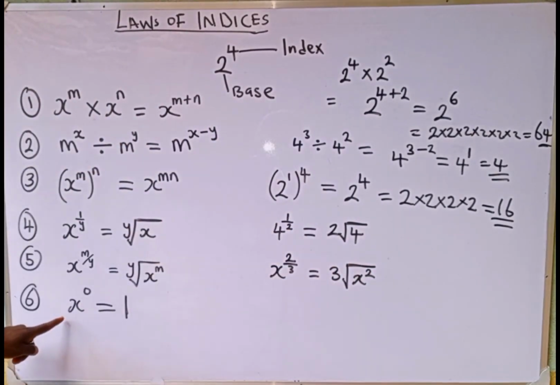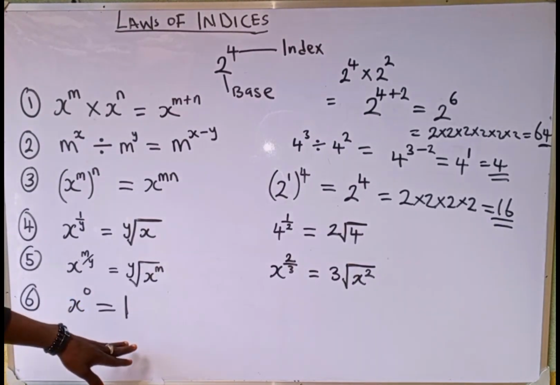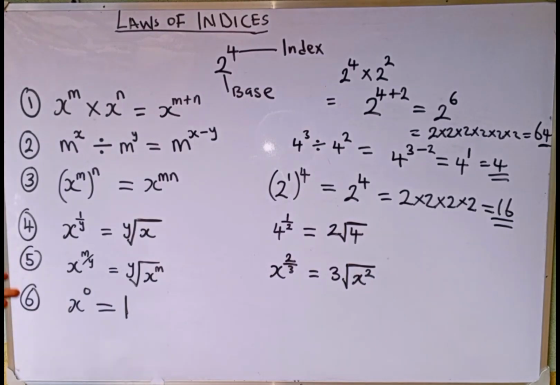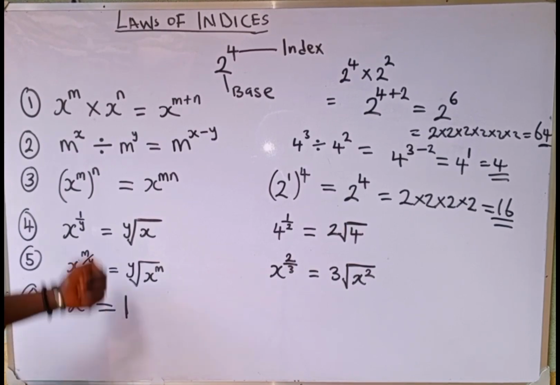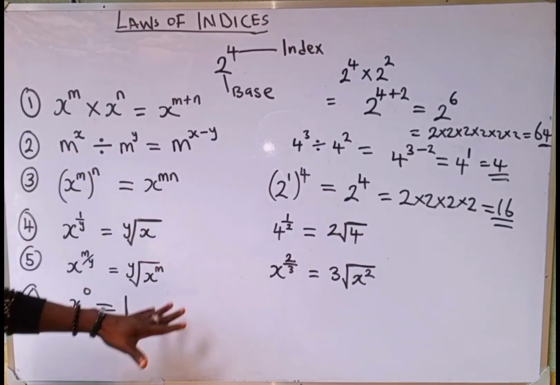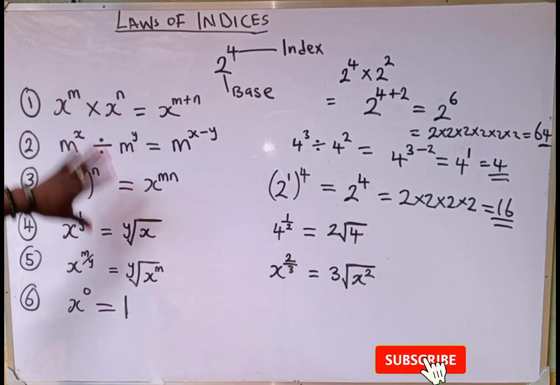And the last one is x to the power of 0. We recall that any positive number raised to the power of 0 is equal to 1. So in our next video, we are going to prove that any positive number raised to the power of 0 is equal to 1. So these are the laws of indices.